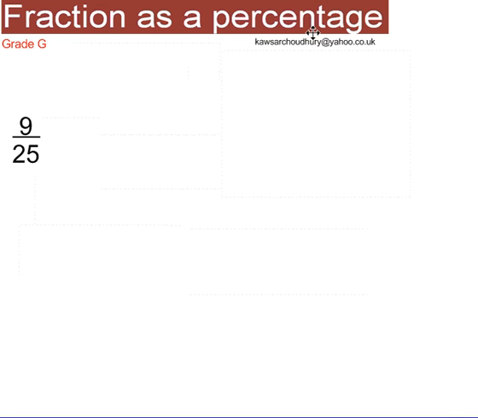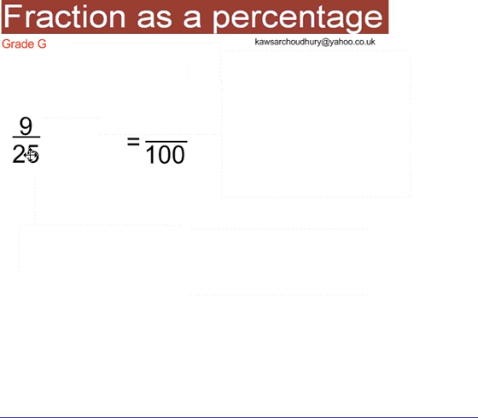Writing a fraction as a percentage, grade G. So we're going to turn a fraction like this, 9/25, into a percentage. The first thing we need to do is somehow make this bottom number, the denominator, into 100. It will make things a lot easier. So we want the bottom number to become 100.